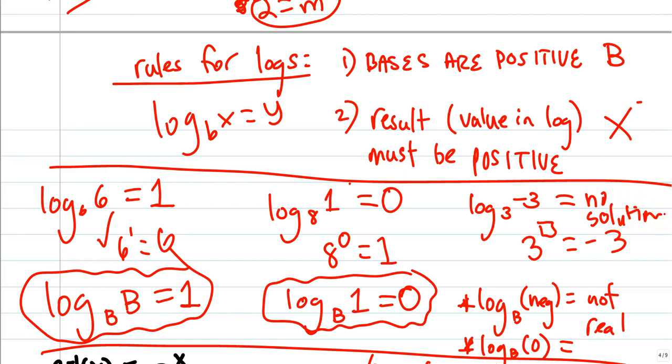And why is it no solution? Because a positive base, remember we said the bases are always positive, will never become a negative result. So log base b of a negative is not real. Log base b of 0 is not real. Why does that work as well? Because if I raise 3 to a power, it will never become nothing. You're like, what about 0? We just did that. Anything to the 0 power would make a 1. Okay? So you can never, inside the logarithm, have a negative and you can never have a 0.